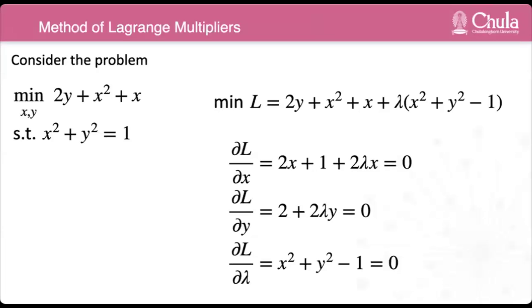Now, if we want to solve this problem, we just formulate the Lagrange function. The Lagrange function is 2y plus x squared plus x, from the original objective function, plus lambda times the equality constraint.